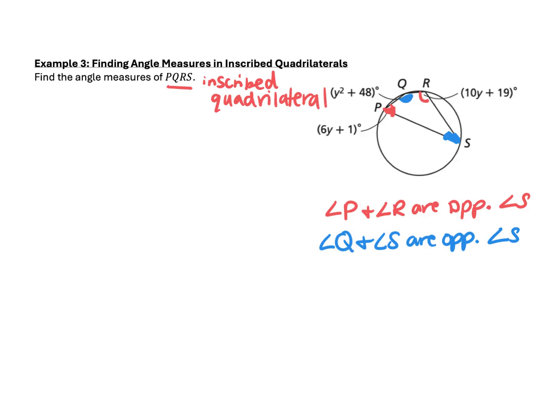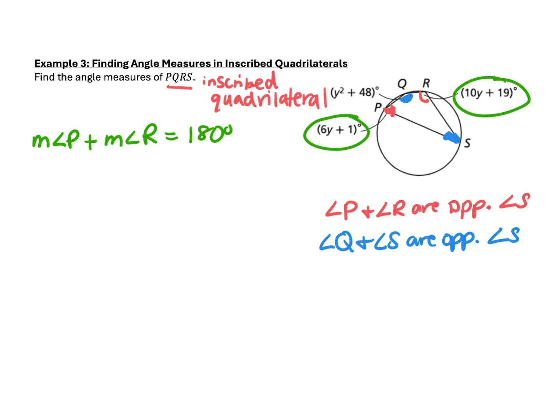Now, we want to look at the opposite angles where we have expressions for both of them. So I don't want to use Q and S because we don't have an expression for S. But if we choose P and R, that will help us out. Remember that opposite angles are supplementary, meaning the measure of angle P plus the measure of angle R has to be 180 degrees. We can do our substitution here, 6y plus 1 plus 10y plus 19 equals 180.